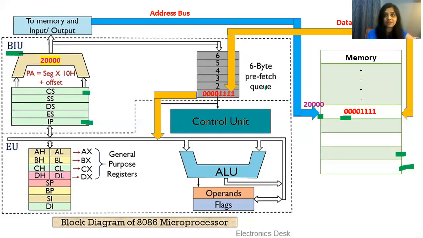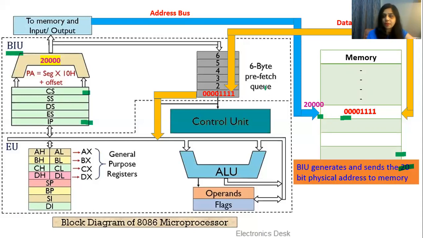So what does the bus interface unit do? The bus interface unit generates the address of this instruction. So what is the address of this instruction? Address is 20000. So here you can see that the bus interface unit generates this address and it sends this 20-bit physical address to the memory. So it will send this 20-bit physical address to the memory like this.